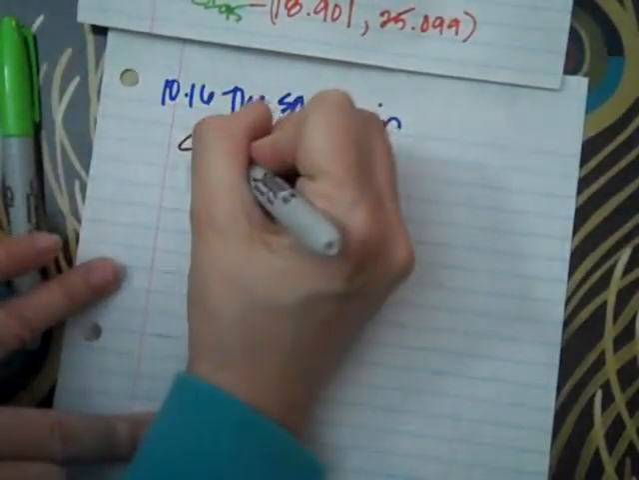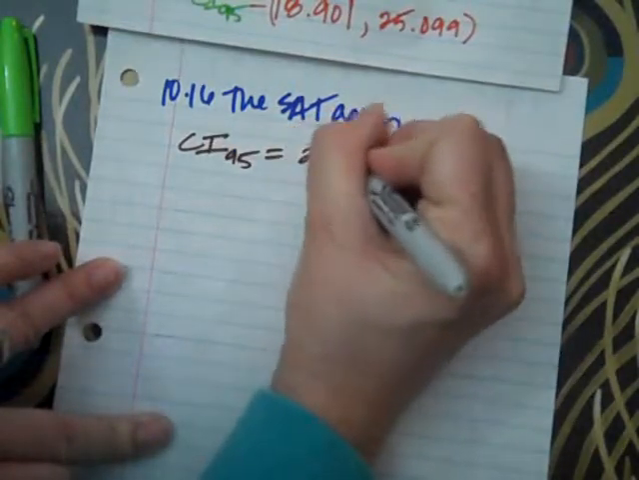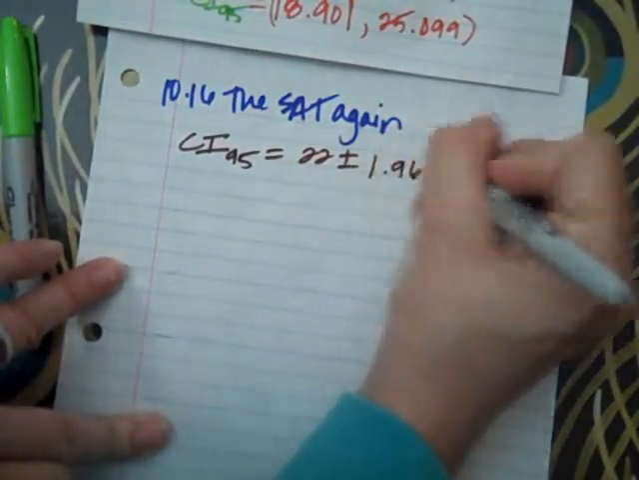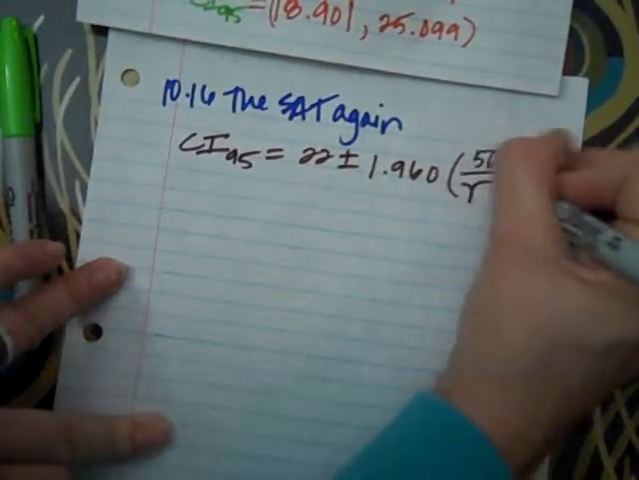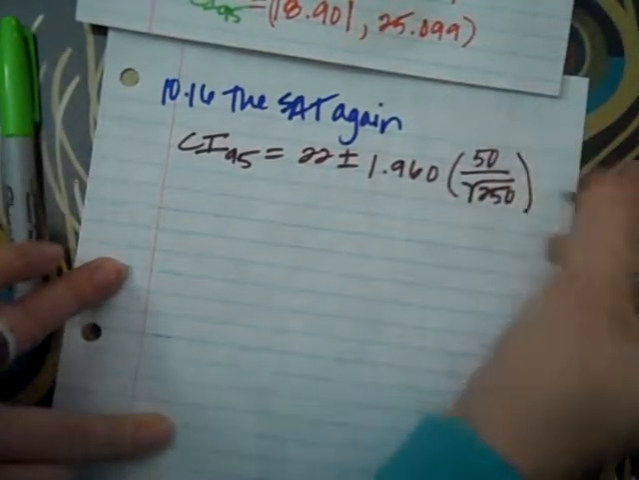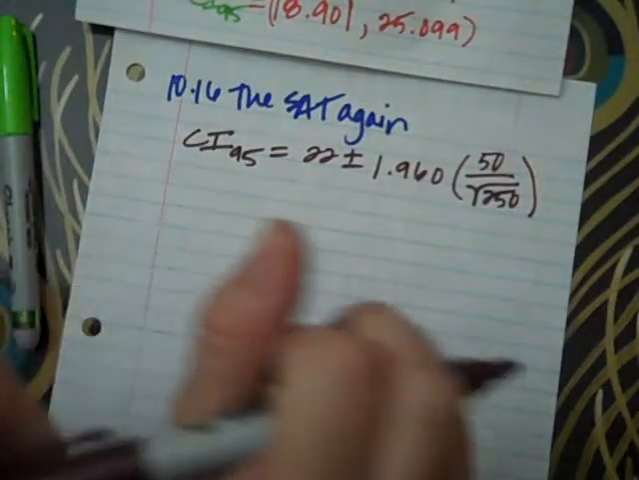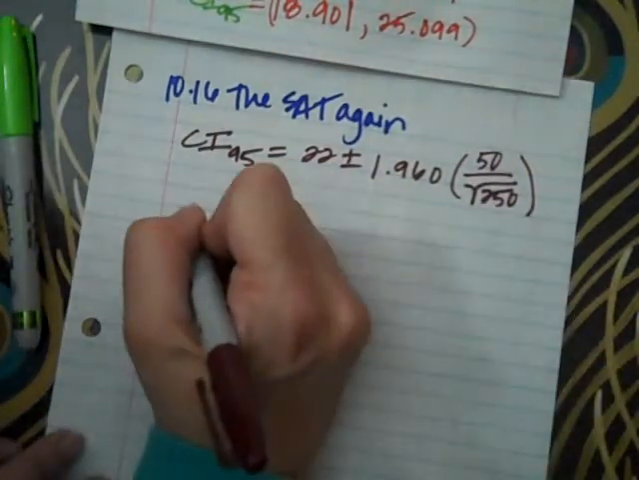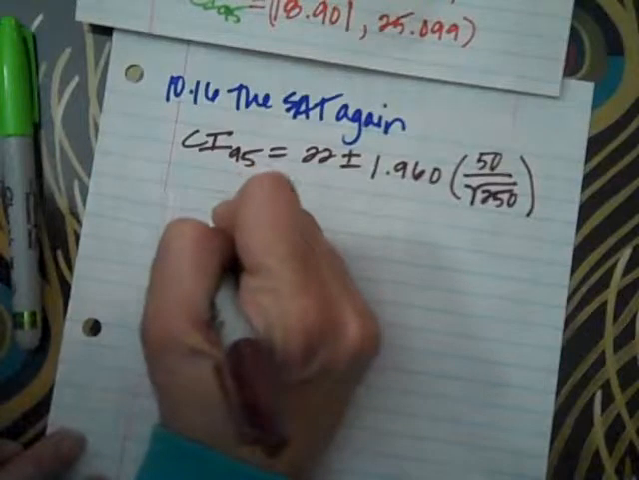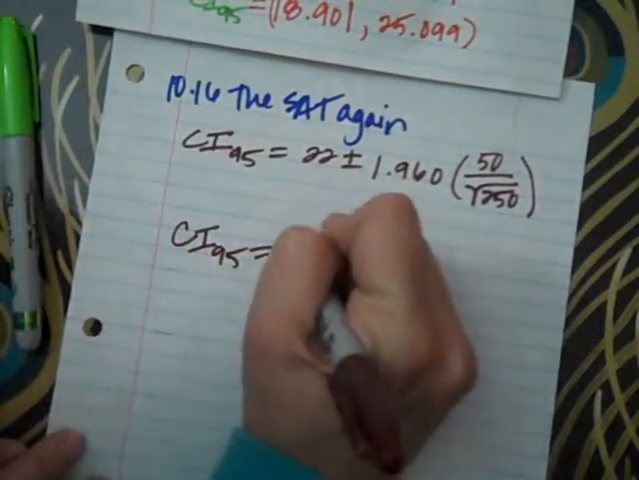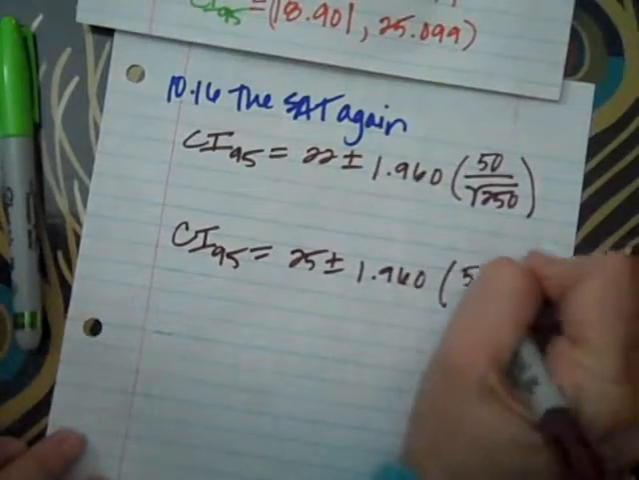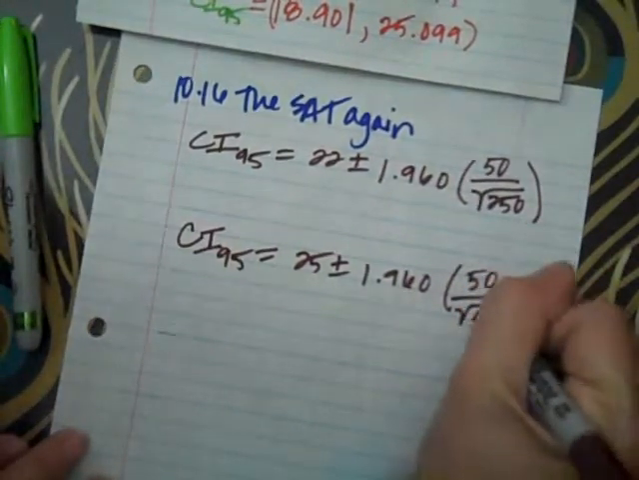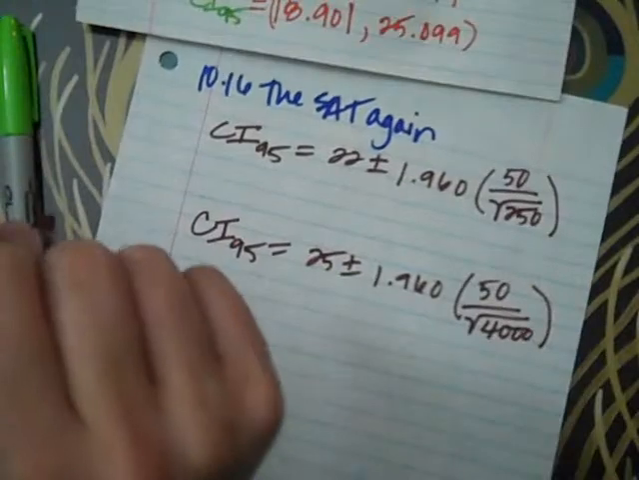Confidence interval at 95%, 22 plus or minus 1.960, the critical value of z, 50 divided by, and at this point I'm changing my sample size to 250. We move on in this problem and change our sample size to 4,000. So we're exploring the effect of the sample size on your margin of error.